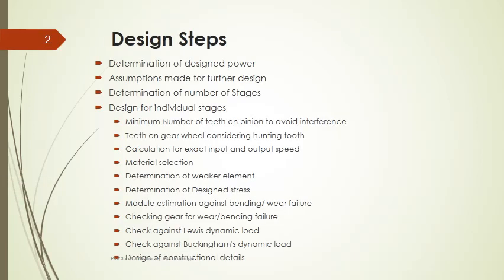Okay, so these are the steps: determination of design power, then assumptions made for the further design, then determination of number of stages, design for individual stages, minimum number of teeth on pinion to avoid interference, teeth on a gear wheel considering the hunting tooth, calculation of exact input and output speed, material selection, determination of weaker element, determination of design stresses, module estimation against bending or wear, and check the gear for wear or bending failure, check against Levy's dynamic load, check against Buckingham's dynamic load, and design for constructional details.